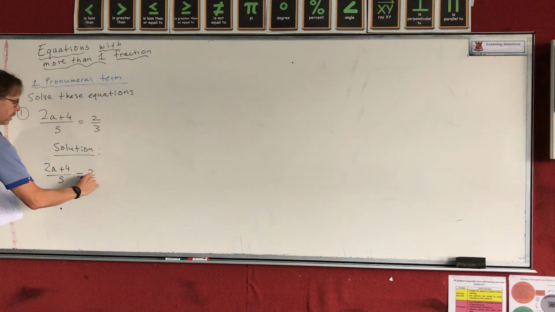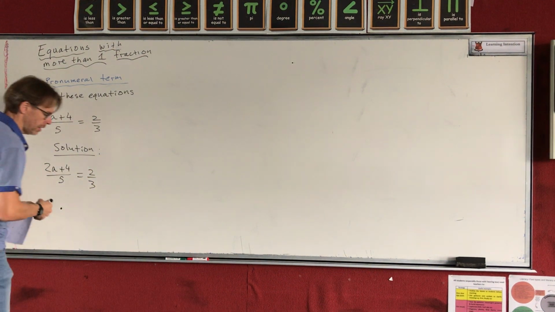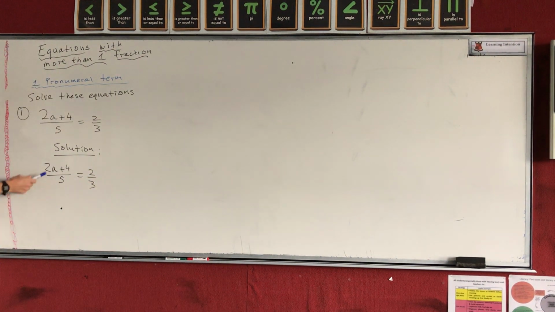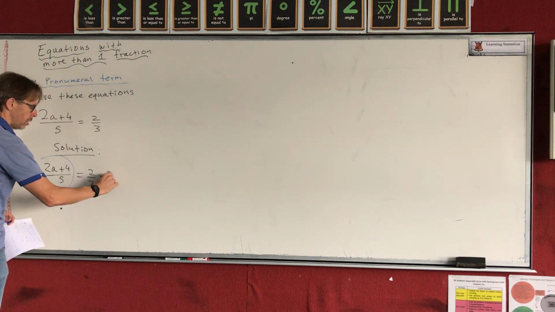Okay? Now, this equation has one pronumeral term. Here it is. Okay? There are two fractions in this equation, but really I'm only worried about the one with the pronumeral term. So, first thing I want to do is get rid of the fraction here. So, that's divide by 5. The opposite of that is times by 5. Times by 5.